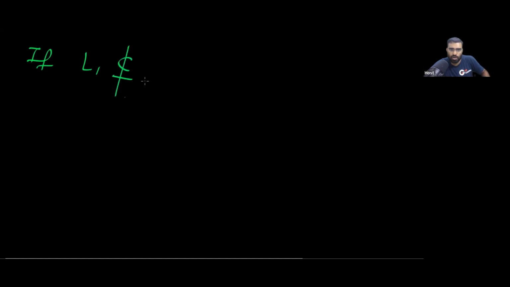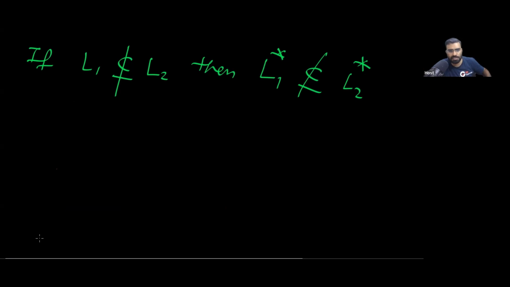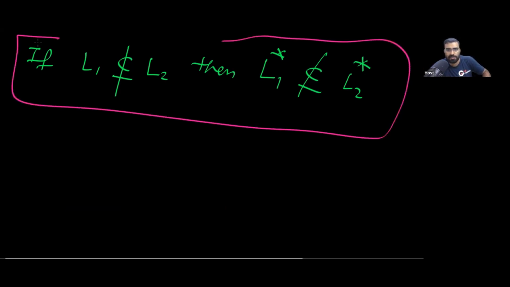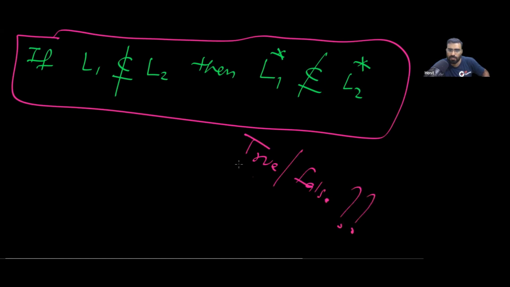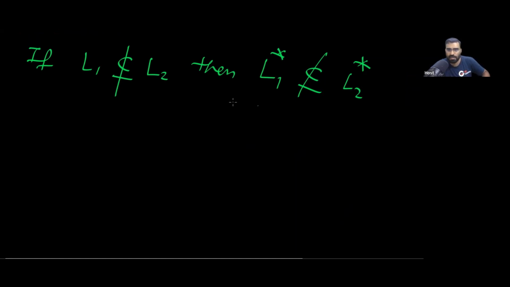If L1 is not subset of L2, then L1 star is not a subset of L2 star. Is this statement true? Please tell me. Is this statement true or false? So this statement is actually false.